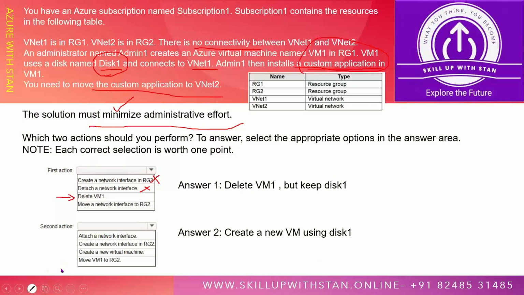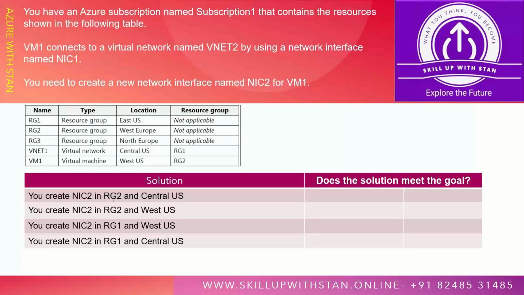So in this particular case, creating a new VM is the right answer. In the drop down, you have to choose create a new virtual machine. And in this one, you have to select delete VM1, but do not delete disk1, so that you have the disk to recreate the VM. It's kind of a tricky question, but that's the answer.